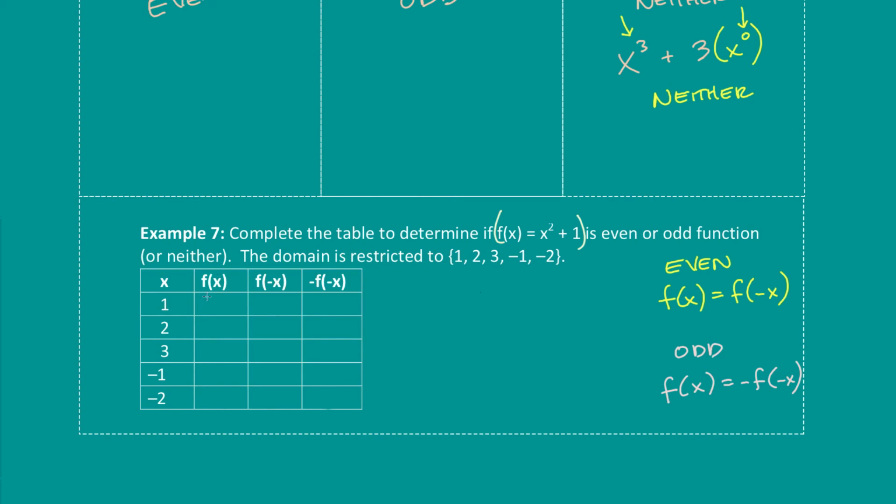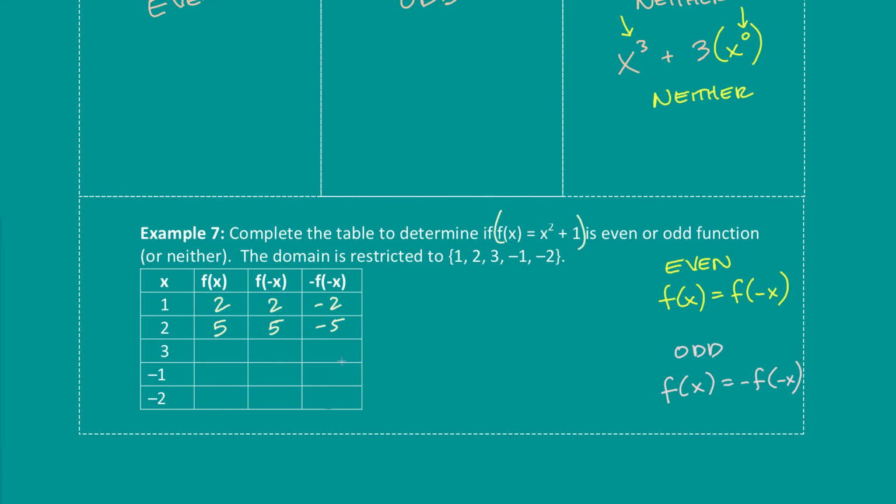So if I plug in 1 into f of x, 1 squared is 1 plus 1 is 2. Instead of using x, I'm going to use negative x. So negative x would be negative 1. If I plug negative 1 in, negative 1 squared is 1 plus 1 is 2. Now I'll take this value and make it negative, because this is saying just take this y value, this f of negative x, and make it negative. So this is negative 2. Here I plug in 2. 2 squared, 4 plus 1 is 5. Let's plug in instead negative 2. Negative 2 squared is 4 plus 1 is 5. And then this guy becomes that.